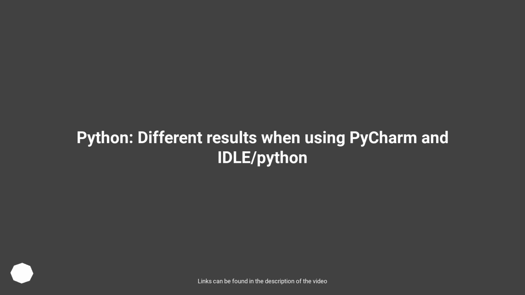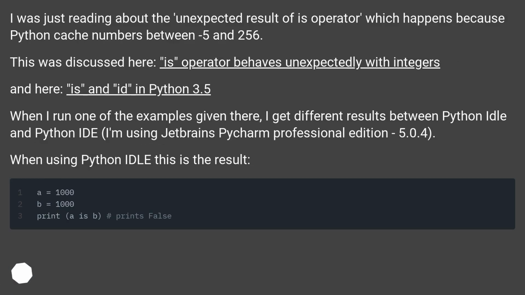Python, different results when using PyCharm and IDLE/Python. I was just reading about the unexpected result of the is operator, which happens because Python caches numbers between -5 and 256. This was discussed here: "Is operator behaves unexpectedly with integers." And here, isn't it in Python 3.5?